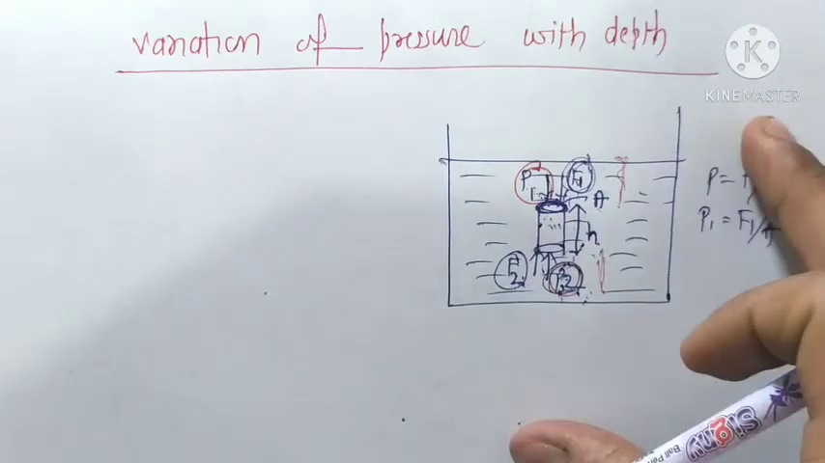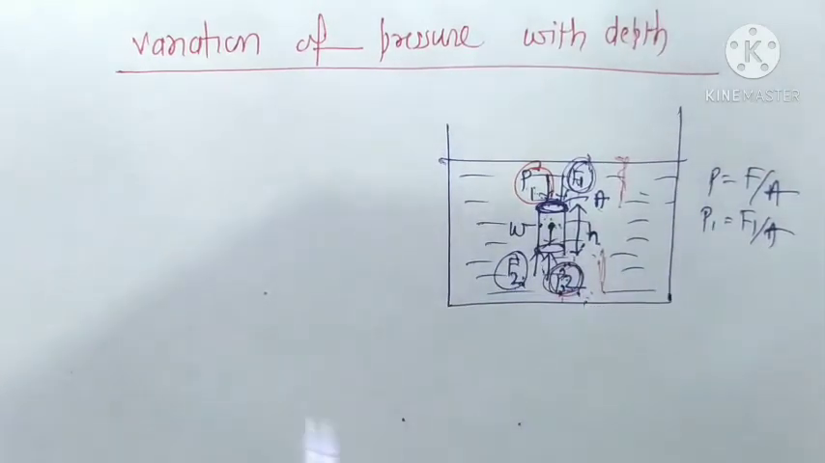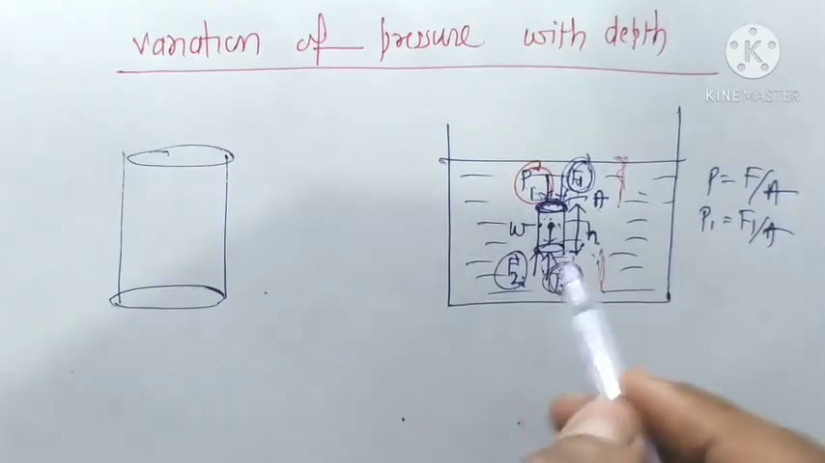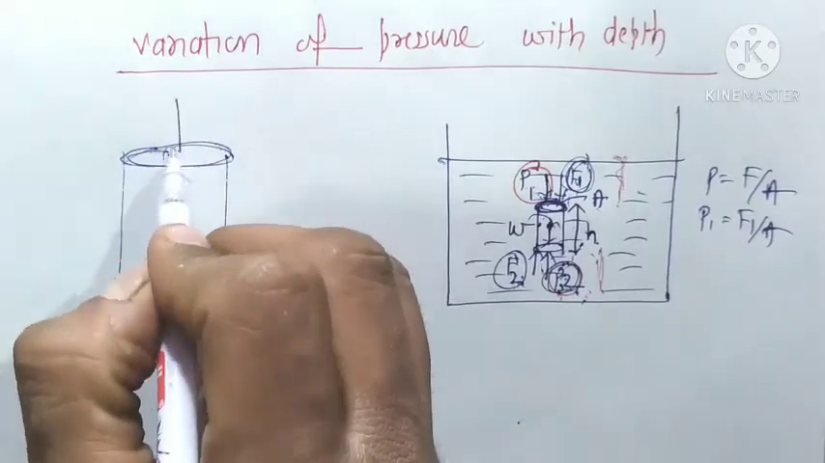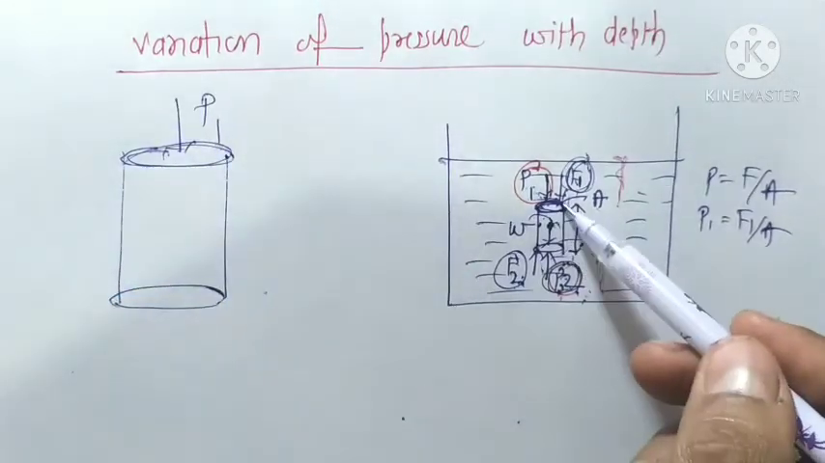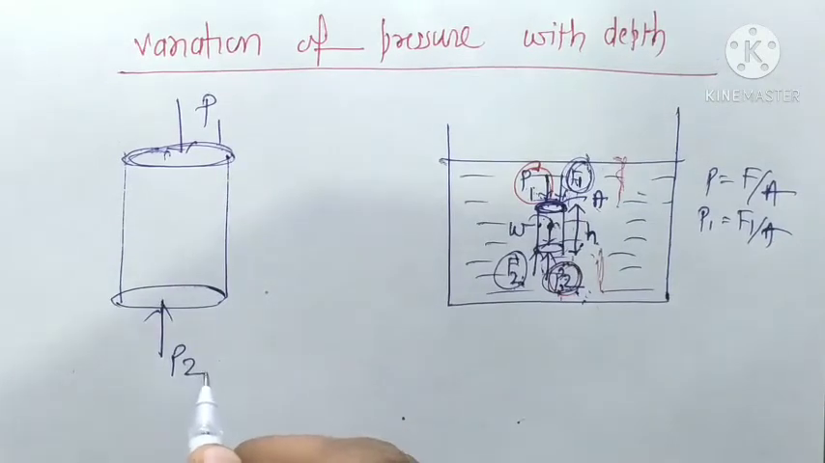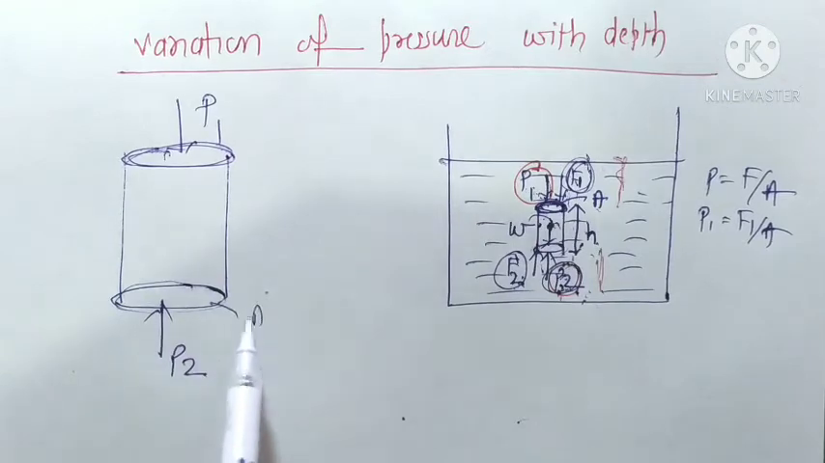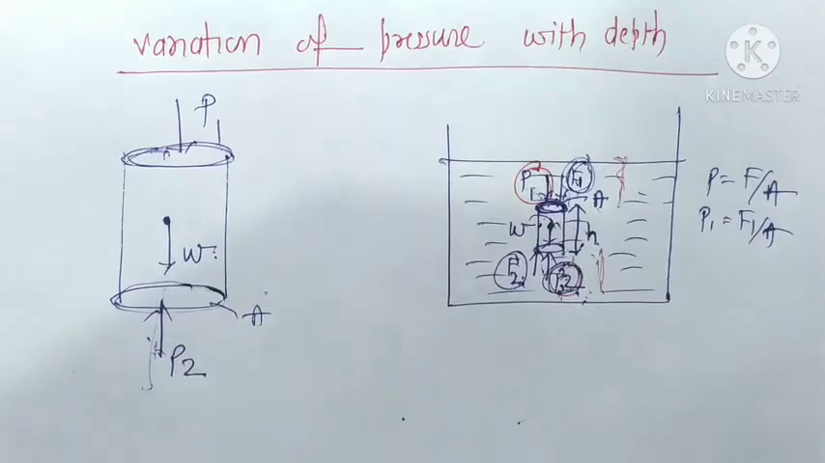The forces exerted and the weight of this body work in the downward direction. This is a slab, or we can also consider it a body. The pressure P1 is due to the liquid above it, and P2 is the pressure at the bottom surface of area A of this slab due to the liquid below it, and the weight of this body works vertically downward.